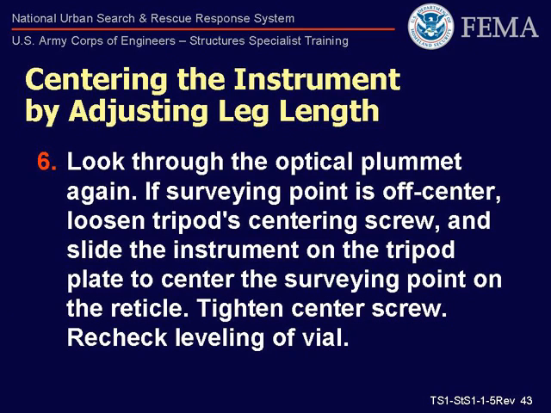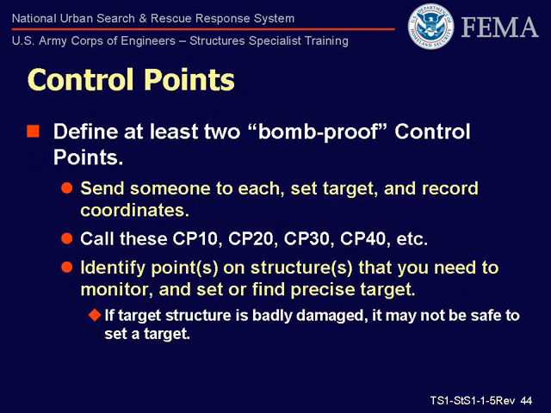6. Look through the optical plummet again. If the surveying point is off-center, loosen tripod centering screw and slide the instrument on the tripod plate to center the surveying point on the reticle. Tighten the center screw. Recheck leveling of the vial. Again, this information will be covered in detail later in this training video.